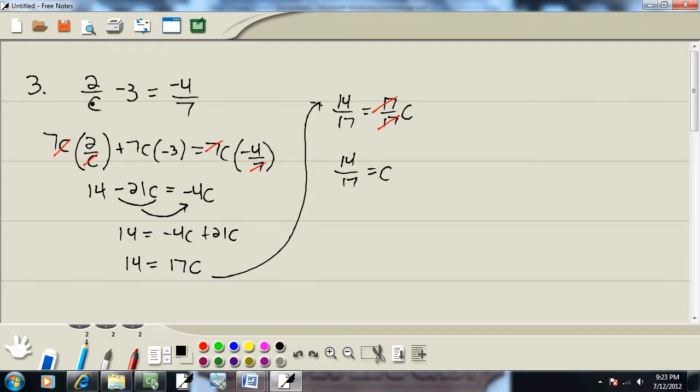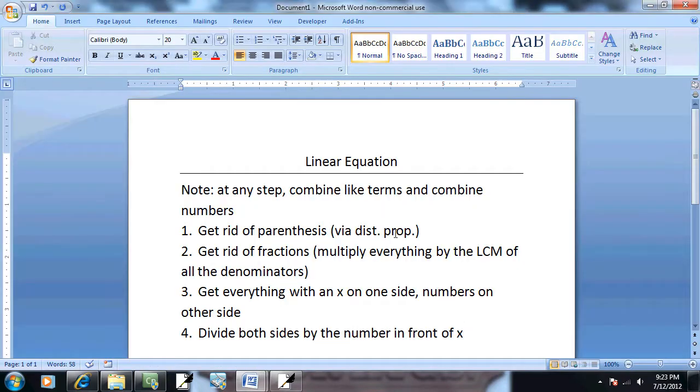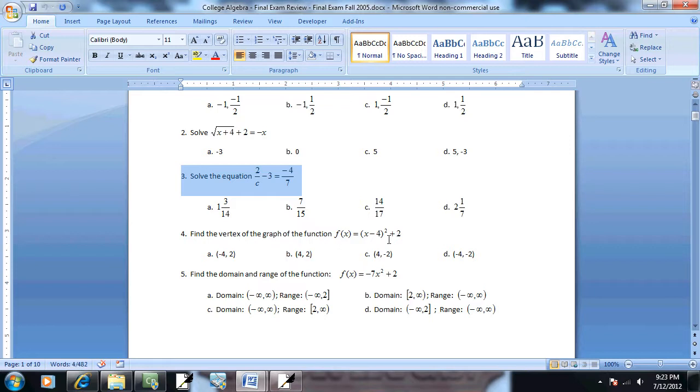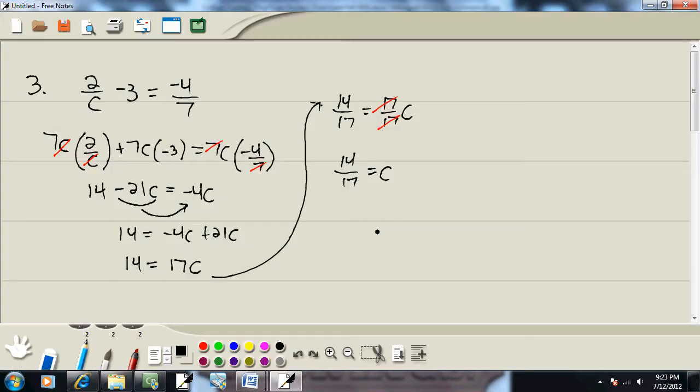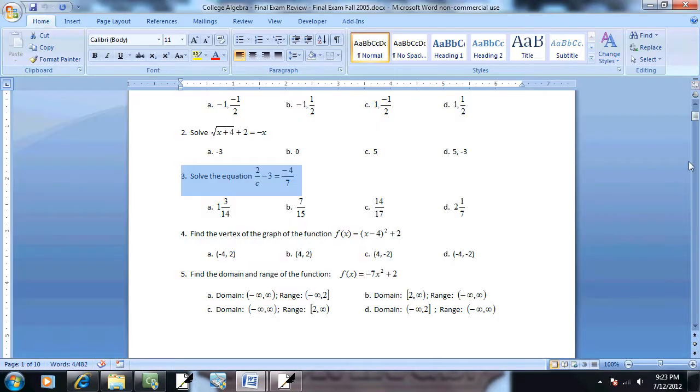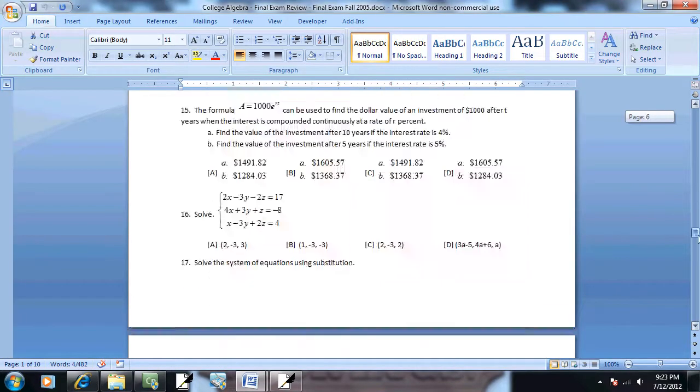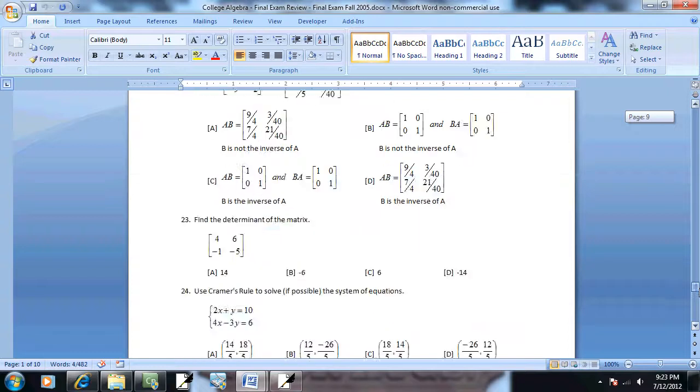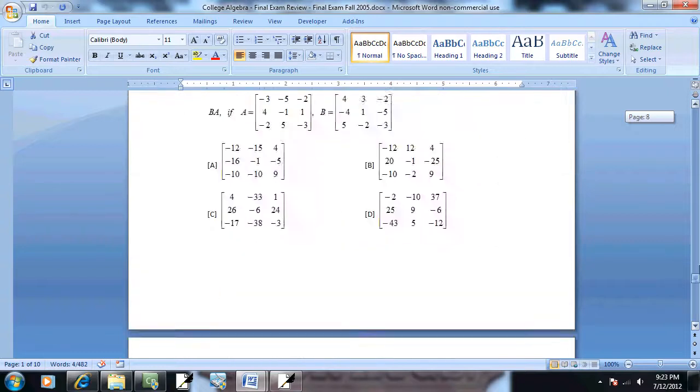Now, since it is technically a rational equation, though it's so simple, we have to check to make sure it doesn't cause a 0 in the denominator. It doesn't, so we're fine. 14/17 would be c. So let's check that. c minus 3. And that checks.